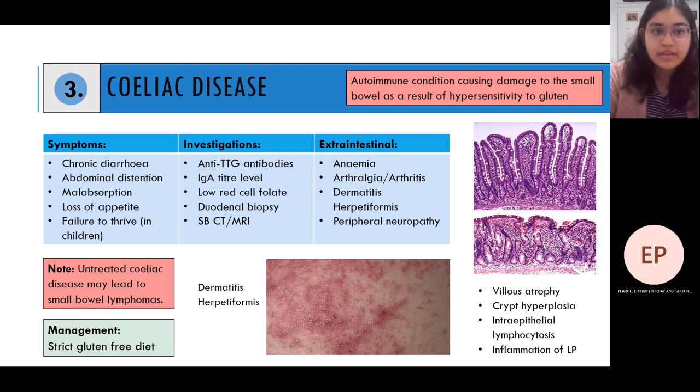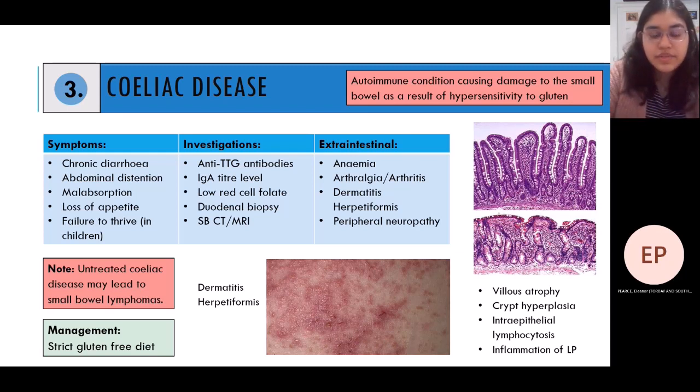So investigations are obviously an anti-TTG because it's an autoimmune condition, but you also want to make sure you send off an IgA titer level, because if the patient is not producing IgA for whatever reason, then you could have a false negative. And then the definitive diagnosis would be a biopsy. If you see on this picture here, the top is normal and the bottom is celiac disease. So in patients with celiac disease, you can see that the little villi are very flat.